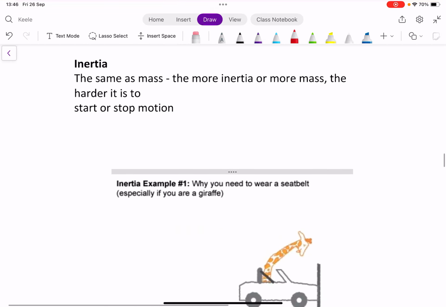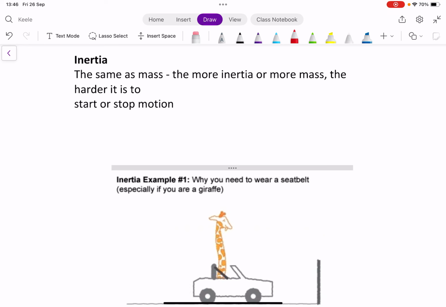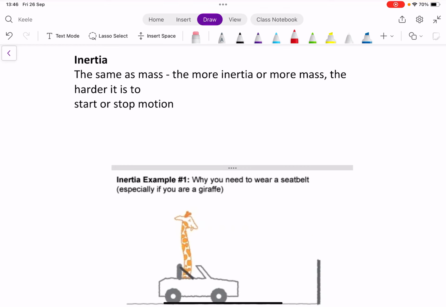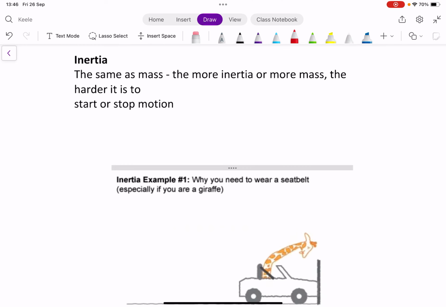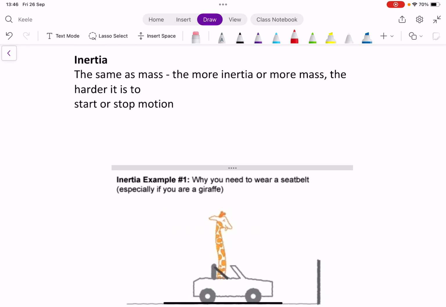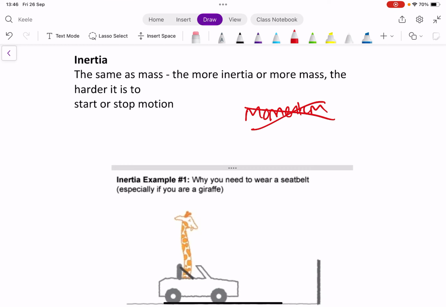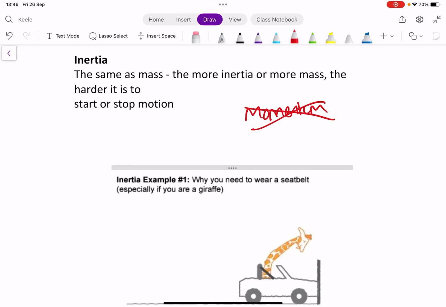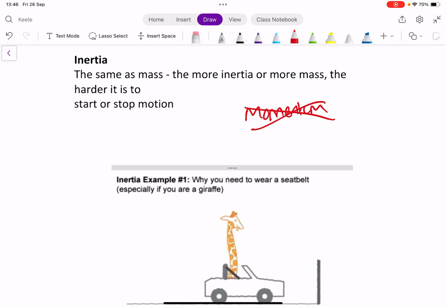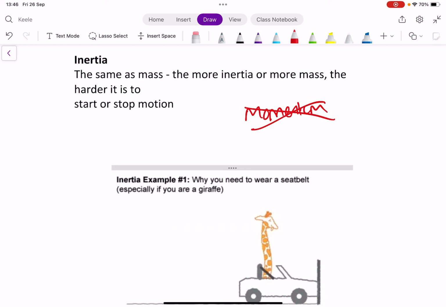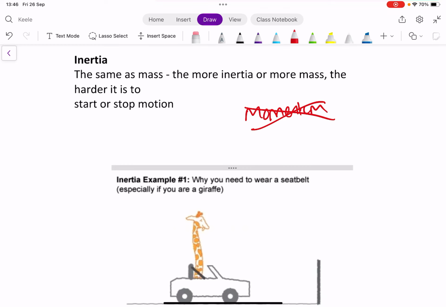So we also need to understand the idea of inertia. Newton's first law is really about the idea of inertia, and inertia is effectively the same as mass. Inertia is about how difficult it is to make an object start or stop moving. So firstly, don't get this confused with momentum. Inertia and momentum are two different things, but they're often used as if they're interchangeable. An object that's moving has momentum. An object that's moving faster has more momentum. But an object's inertia just depends on how much mass there is.